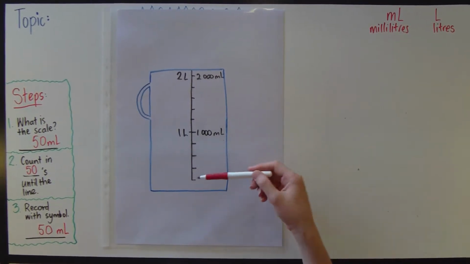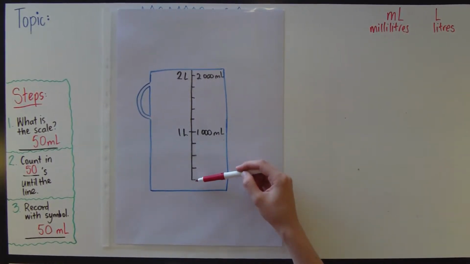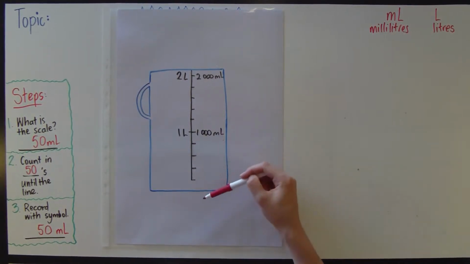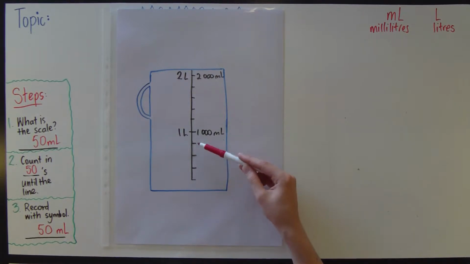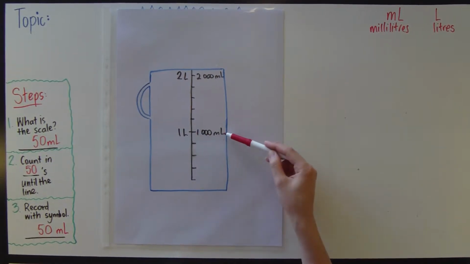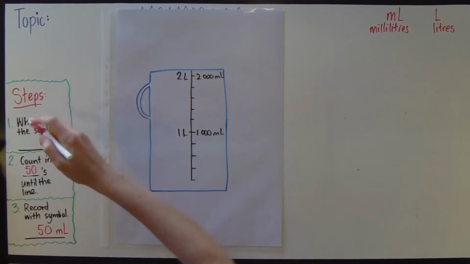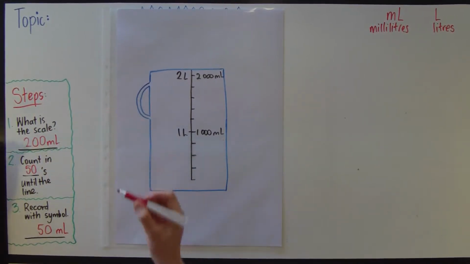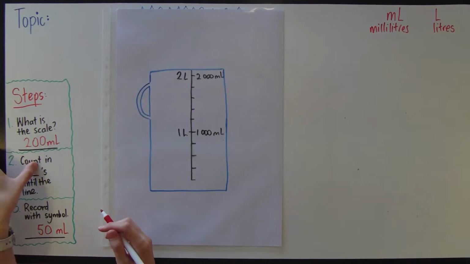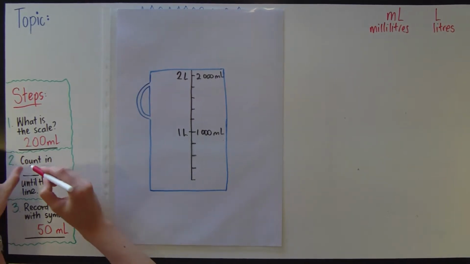So we can start off by saying, I wonder if it's in 100s. 100, 200, 300, 400, 500. Not correct. What about 200? 200, 400, 600, 800, 1,000. Perfect. So that's what it's going up by. It's going up by 200 milliliters each time. That's our scale. So each time we count in 200s.